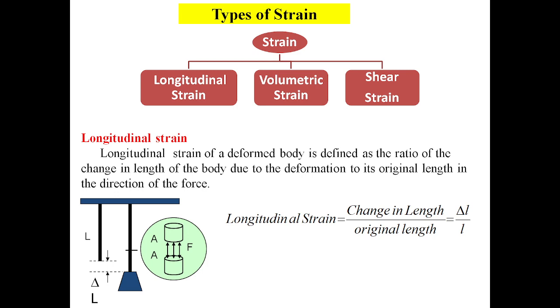Strain is divided into three categories: longitudinal strain, volumetric strain, and shear strain. Longitudinal strain of a deformed body is defined as the ratio of change in length of the body due to the deformation to its original length in the direction of the force. That is known as longitudinal strain.